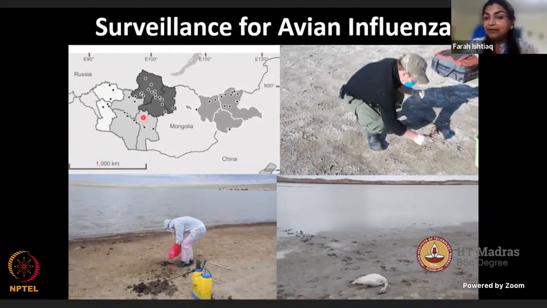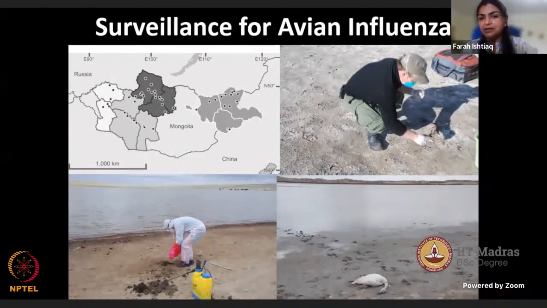But it's also a very fine network of saltwater lakes, which attracts a lot of ducks and geese every year as a breeding site, say from China, when they come and breed here. And that's where you see a wild bird outbreak of avian influenza.